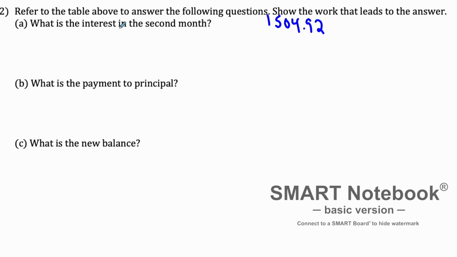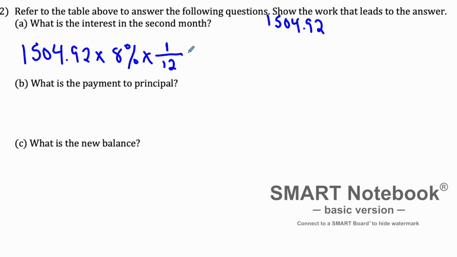1504.92. All right, we want to show how we get the interest for the second month. So we're going to start with our new principal, 1504.92. The interest rate has not changed, so that is still 8%. And we're multiplying by, again, this is out of months, so it's divided by 12, and this is the second month, but you don't want to say 2, because it's still a 1 month period. So it's still 1 month out of 12 months.